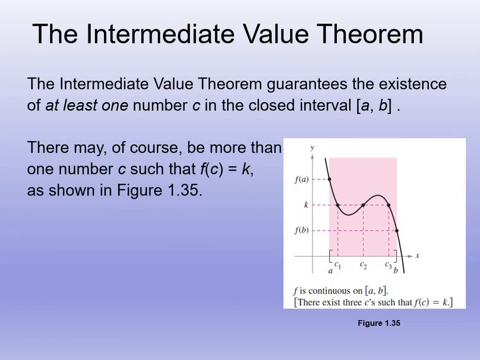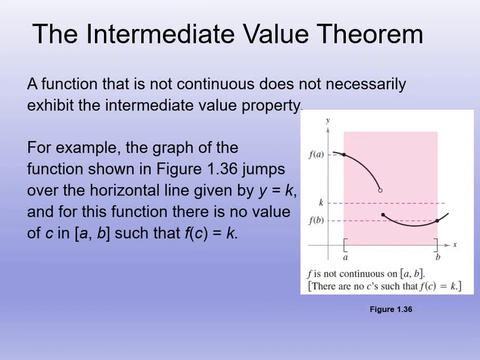It just guarantees the value. So the intermediate value theorem guarantees the existence of at least one number c on the closed interval a to b. There's going to be more than one c, but we're just going to say that it guarantees that one does exist.